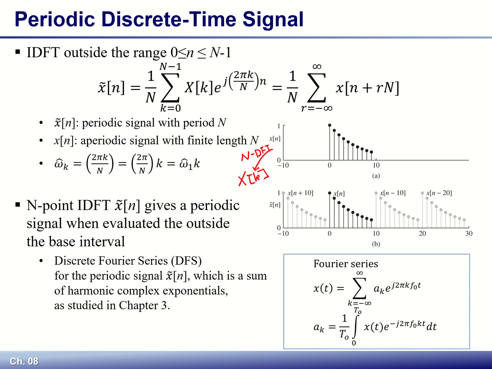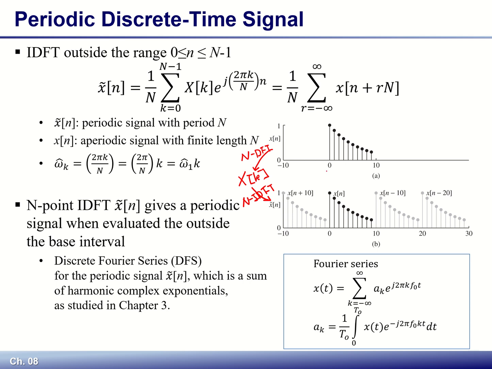Then if we take the inverse DFT, you will have a time periodic signal in the time domain, x tilde [n]. Actually, x tilde [n] and x[n], the original signal, are not the same.